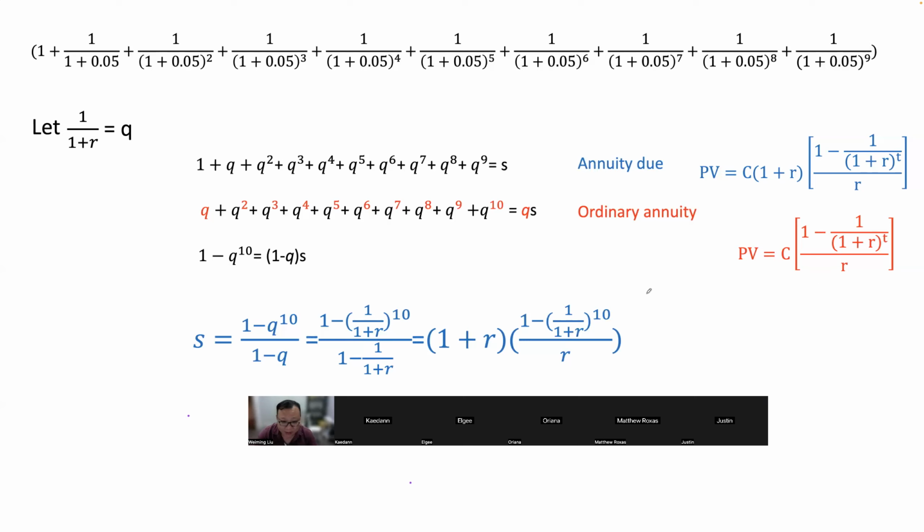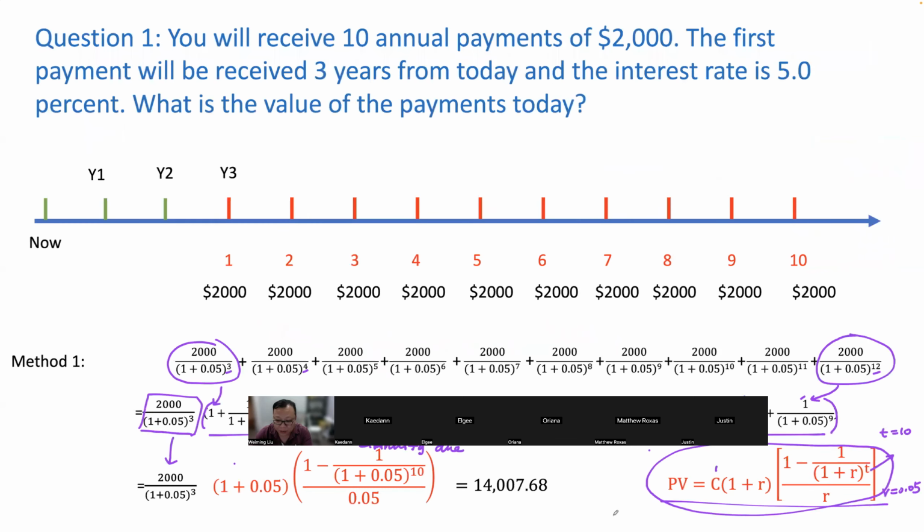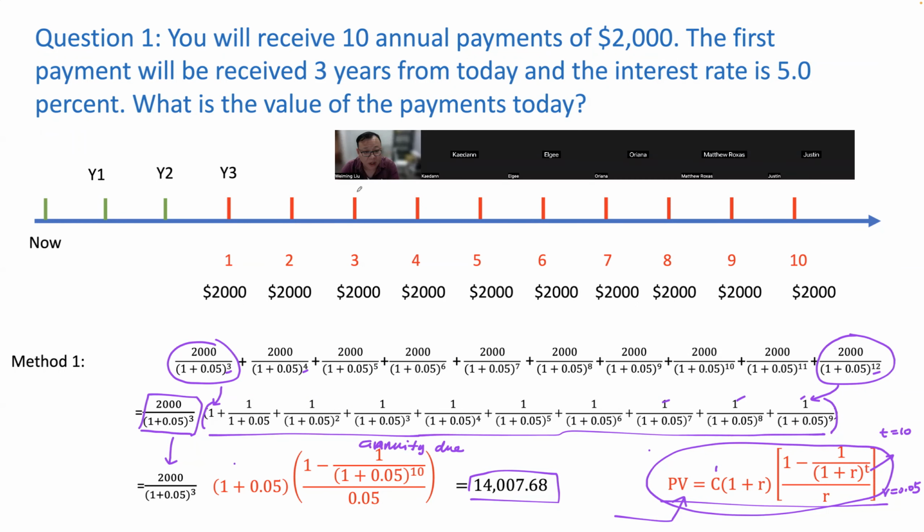So with this information, you understand in the first slide why I use this formula, and this is how I calculated the result here. 14,000... $7.68. Okay.